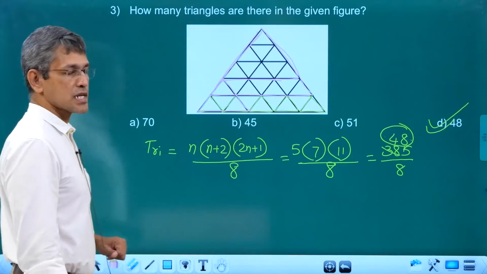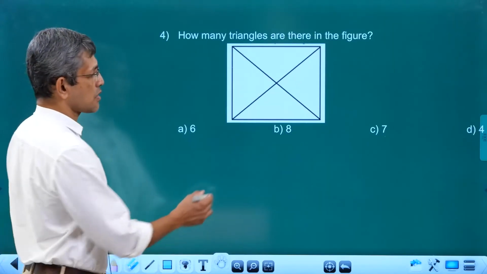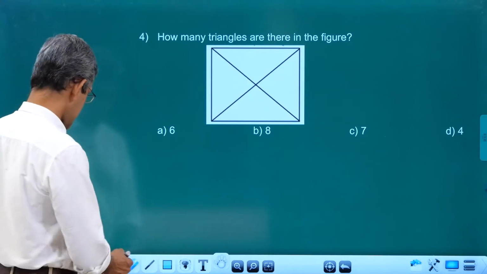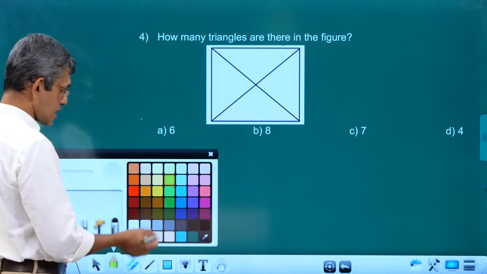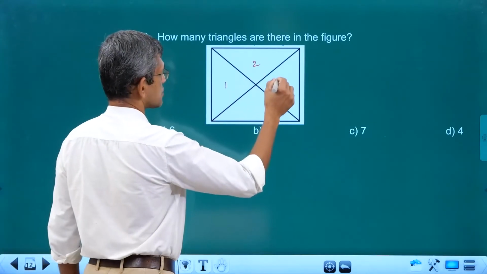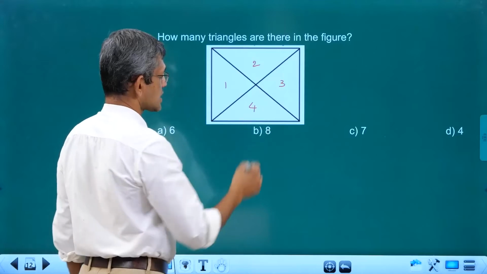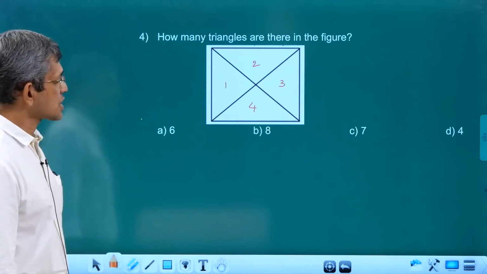Okay, let's go for the next one. How many triangles are there in this figure? So how many triangles? Check it out. In this case, the first thing we see here is 1 triangle, 2, 3 and 4. So at a glance we see 4 triangles. But on top of that, do we have any more triangles here?